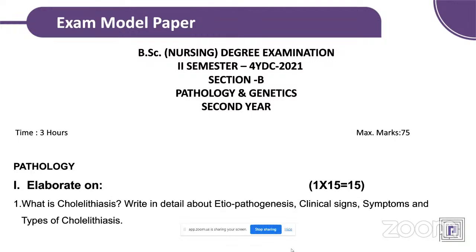And then next put a heading, clinical signs and symptoms. Then write abdominal pain and all these signs under this heading, and types of cholelithiasis, acute cholelithiasis, chronic cholelithiasis. All these types you have to describe under the last heading. It should not be clumsy; it should be clear and detailed, especially in the sequence of the answer.